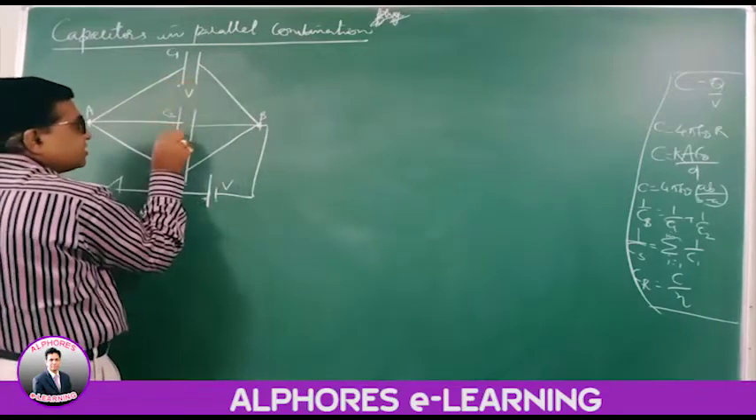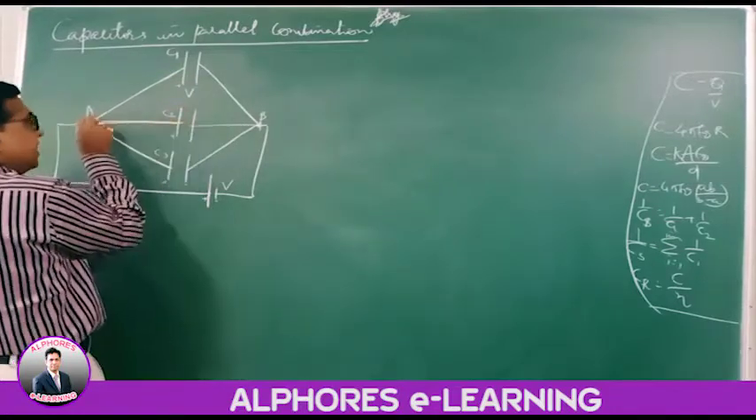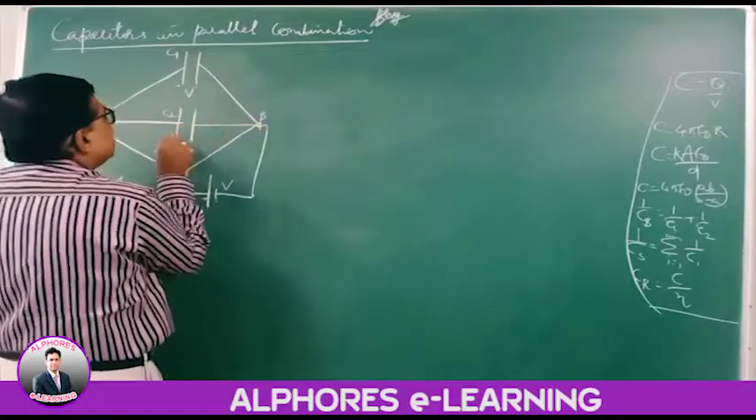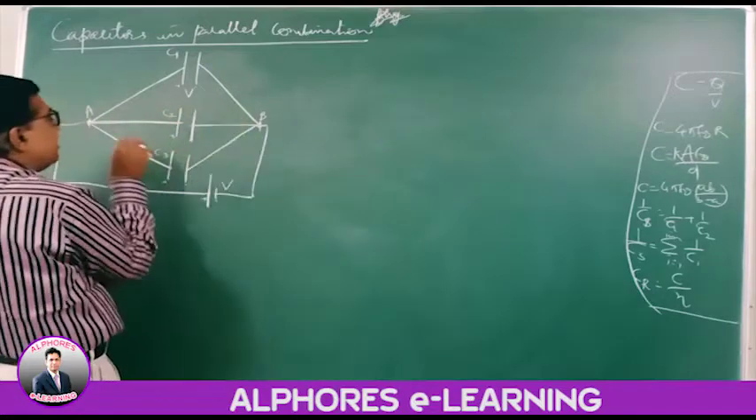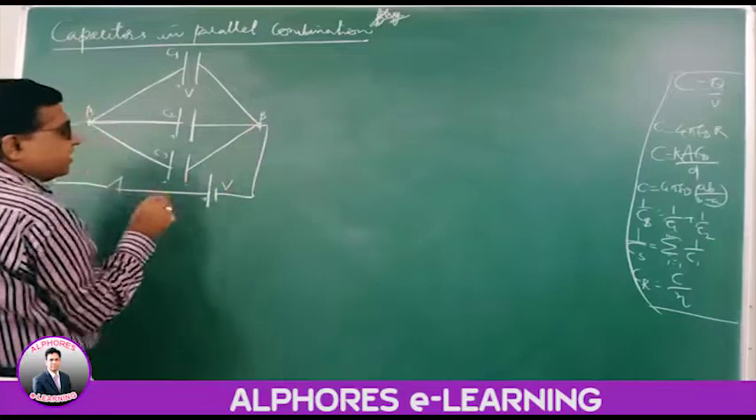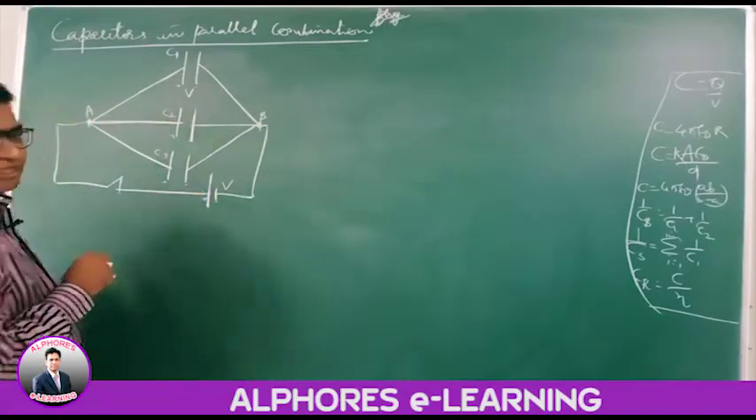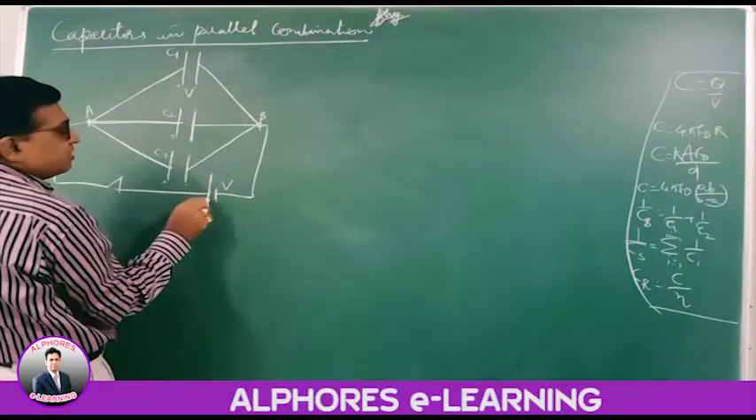Same for this capacitor also. This plate is connected to A, so the potential of this plate is the same as A. This plate is connected to B, so the potential on this plate is B. So the potential difference between these two plates is the same as the potential difference between A and B. But A is connected to the positive terminal and B to the negative terminal of the battery. So the potential between A and B is the same as the potential between the two terminals, and the potential between these two plates is V.